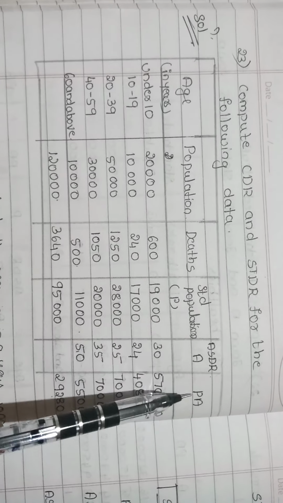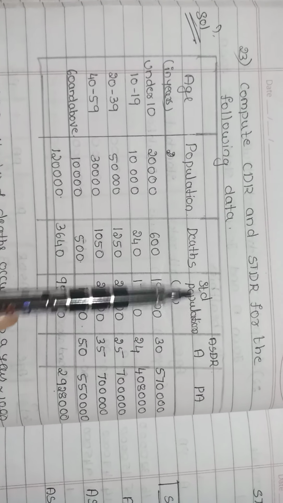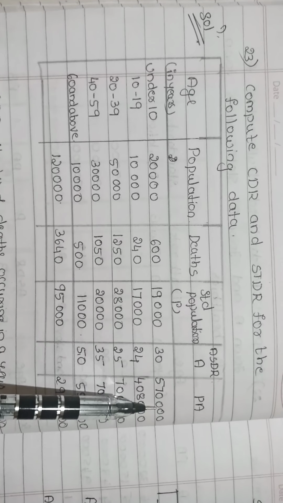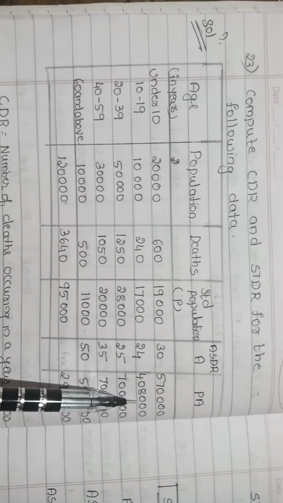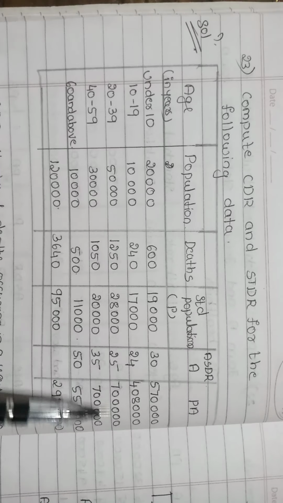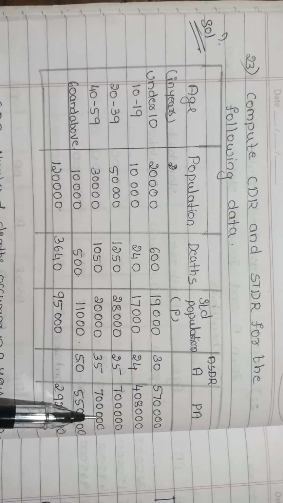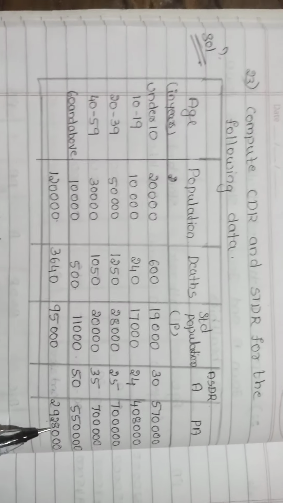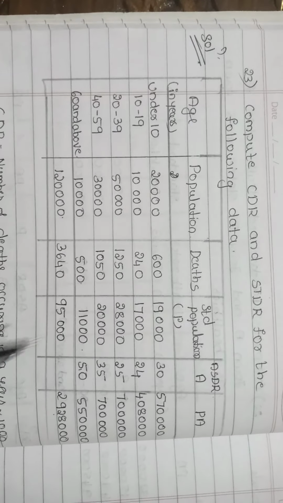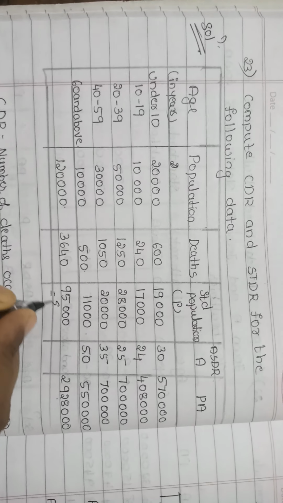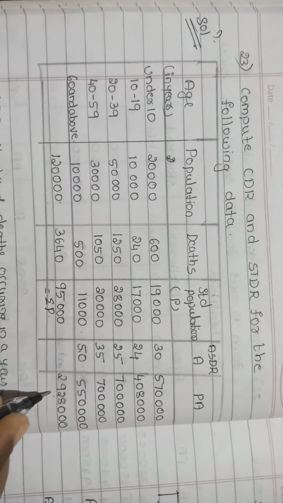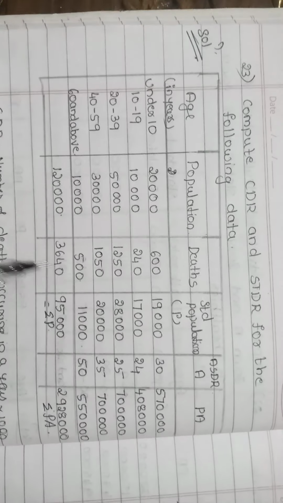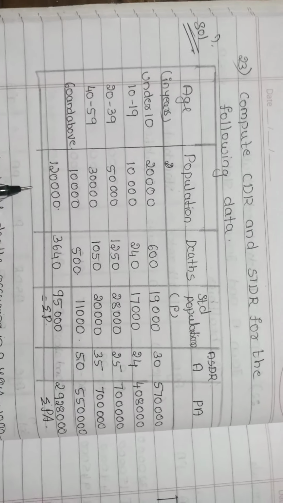Now P into A. Standard population should be denoted by P. 19,000 into 30. 17,000 into 24. 28,000 into 25. 20,000 into 35, 11,000 into 50. So PA total is obtained, standard population total is obtained. It is represented by summation P and summation PA. Now deaths total is obtained, population total is obtained.